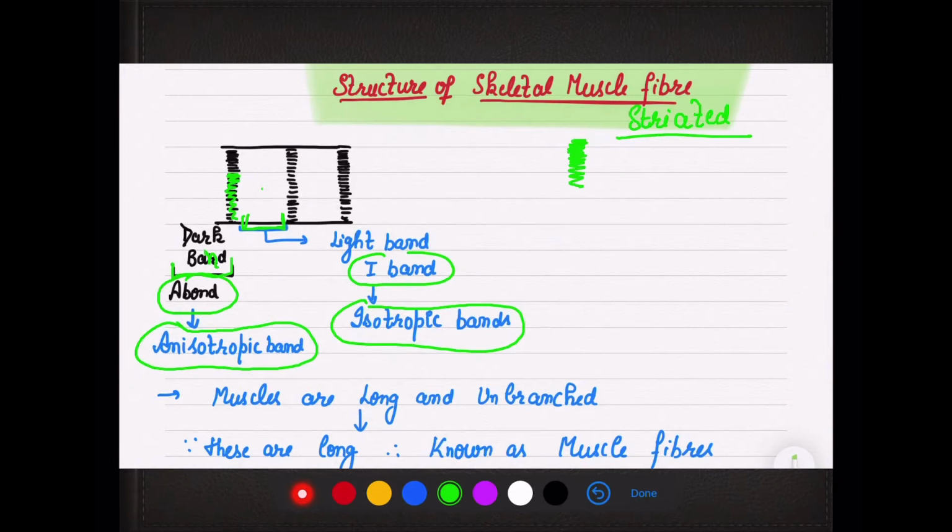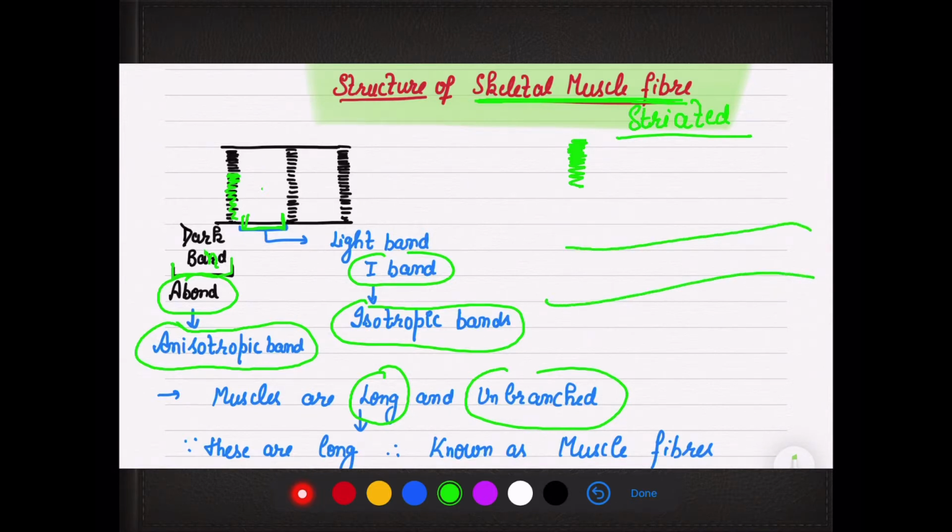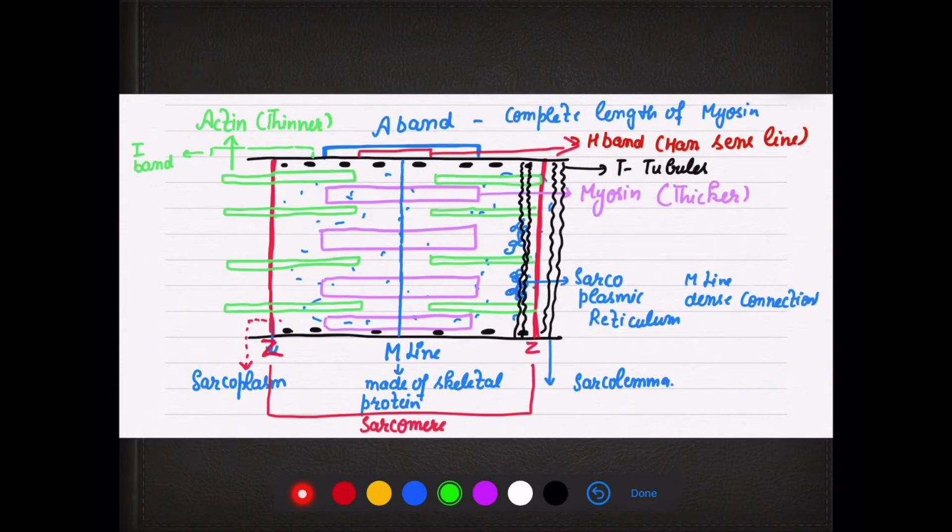Why am I calling these muscles fibers? Because these skeletal muscles are not short in their length, they are long and unbranched. Because of their structure and their great length, they are known as muscle fibers. That is why we are going to discuss the structure of skeletal muscle fibers. Now see, this is the structure that we have to discuss today, one by one, each and every point.